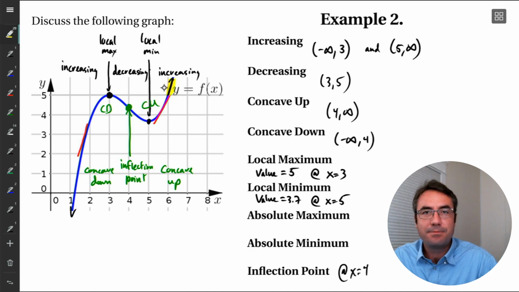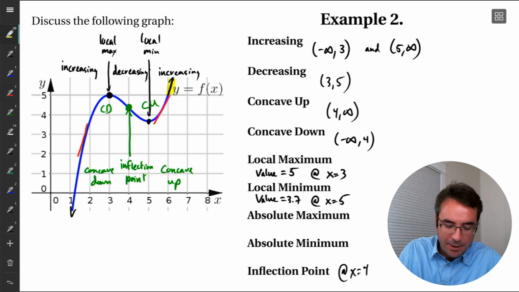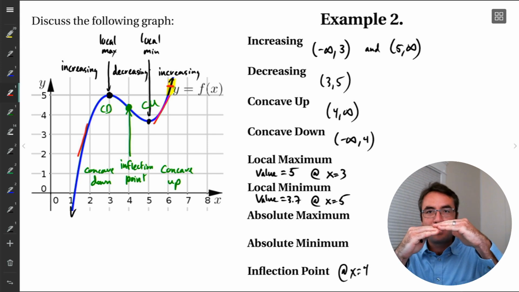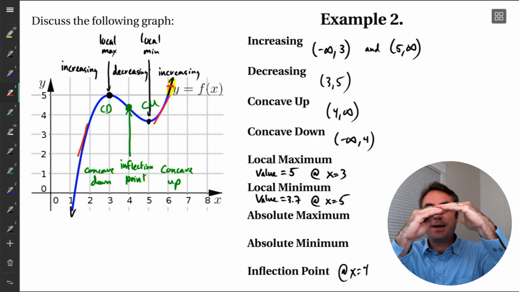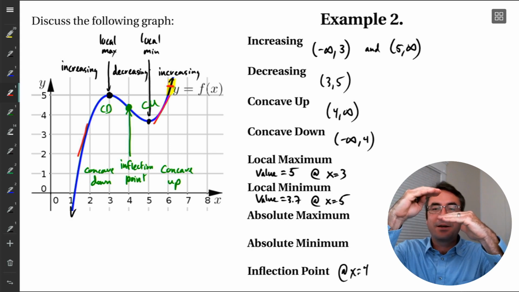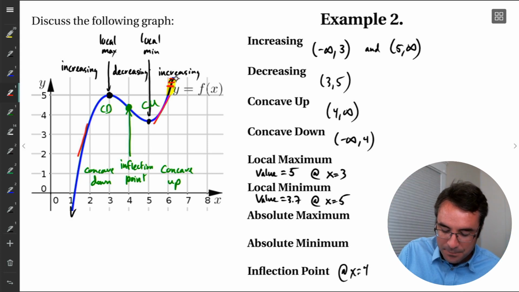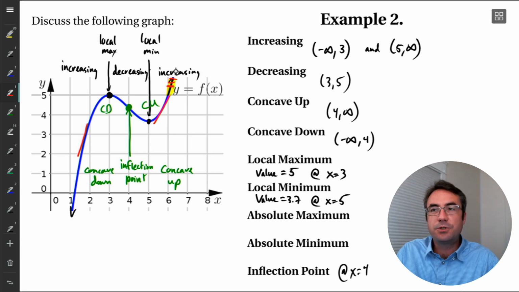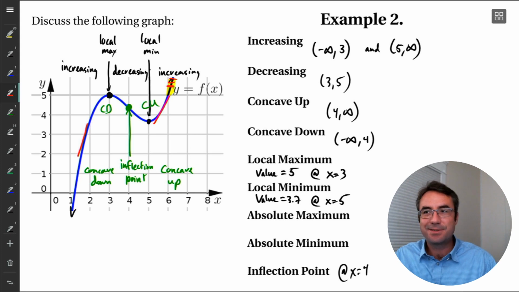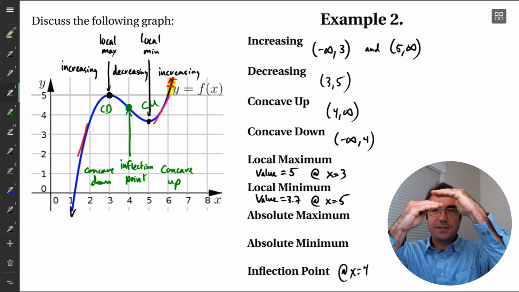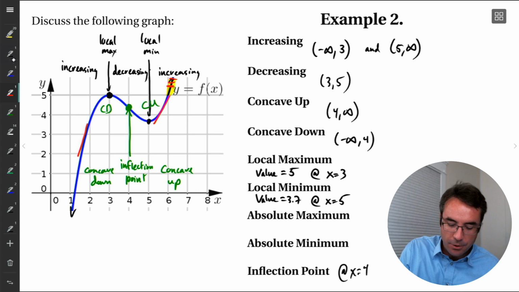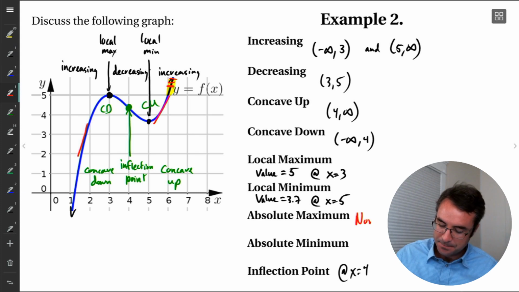No matter where we pick a point, if I say this is my absolute max, I could find a point that's slightly bigger. And if I think that point's my absolute max, I could go higher. We could keep working our way up, and there's a whole bunch of points here that are just being one-upped as we go. So there is no absolute max.